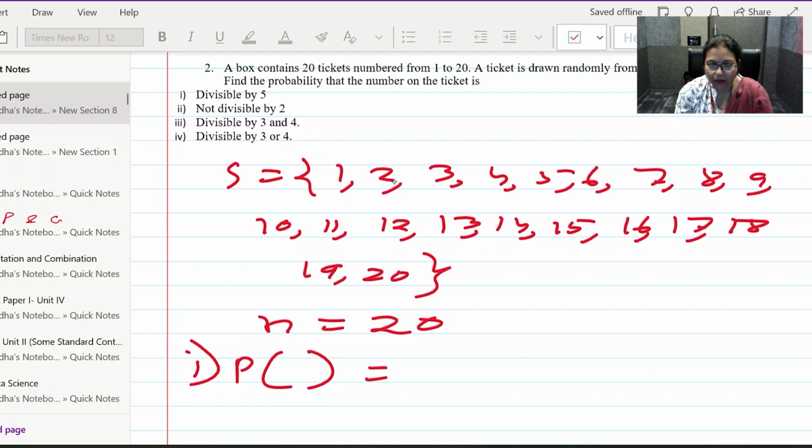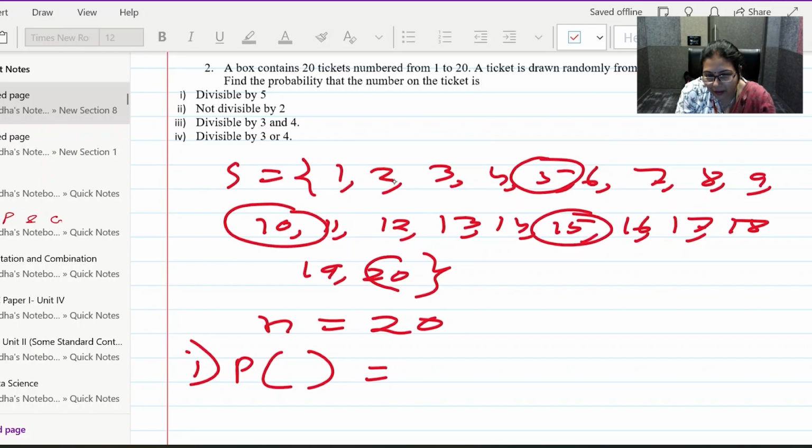First one. Probability divisible by 5. Now look at these numbers. Out of these numbers, how many numbers are divisible by 5? It's just the table of 5. That is first here, this number 5, then 10, then 15 and 20. So how many numbers are you getting? 1, 2, 3, 4. So my answer is 4 by 20. You can simplify. 1 by 5 is the first answer.